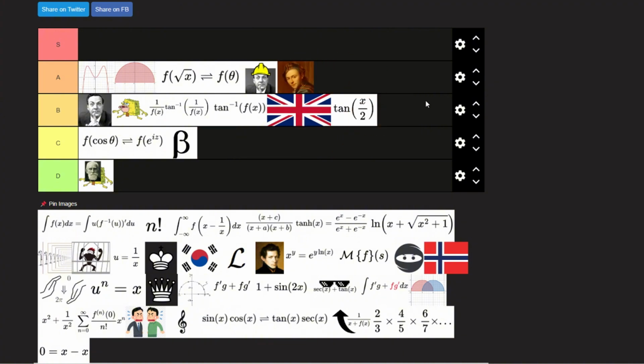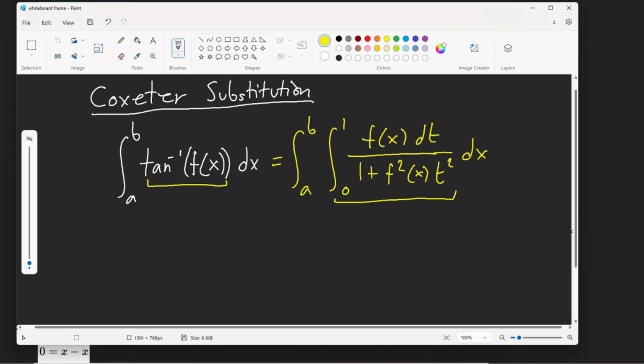I would say A, but I'll put it like the last, because the only hassle is just finding du. That's it. It's like Brita substitution, where it's a hassle to find du. Same goes for Euler substitution. So let me show you Euler dodging.